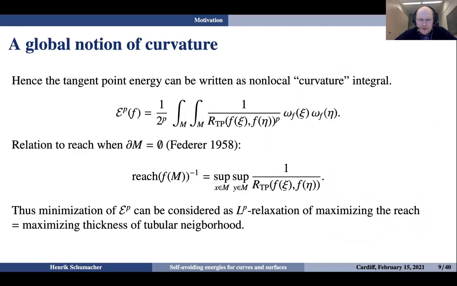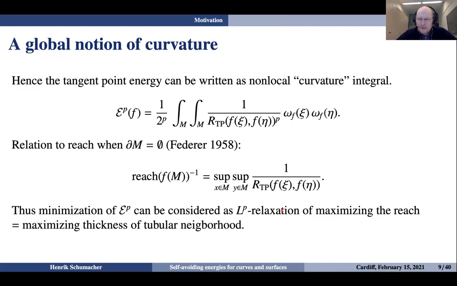And there's also a nice characterization of the tangent point radius in terms of reach. When you have a submanifold in Rn without boundary, and if you take the supremum of all tangent point radii of points on the surface, on this curve, what you get is 1 over the reach of the surface. The reach is the largest radius to which you can thicken the surface without self-intersection. So it's the thickest tubular neighborhood has the reach as its radius, slightly sloppily.